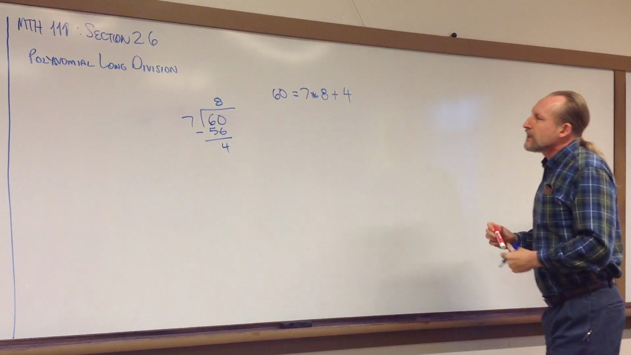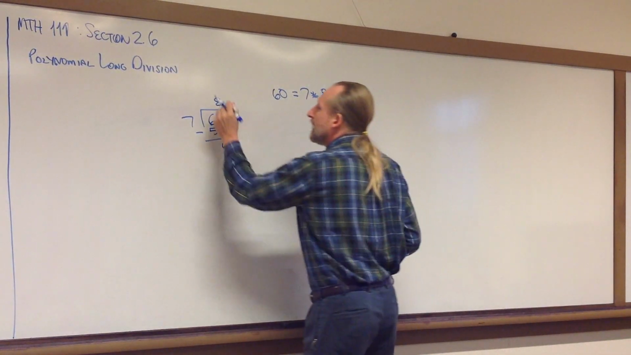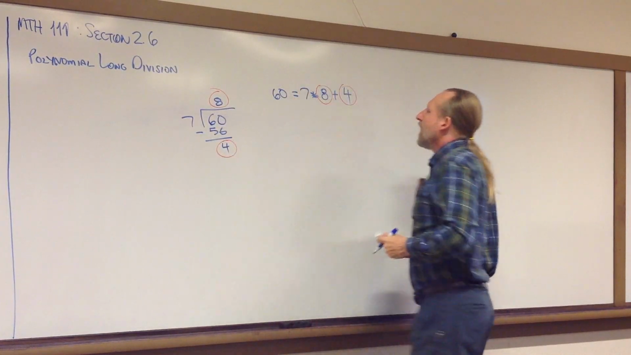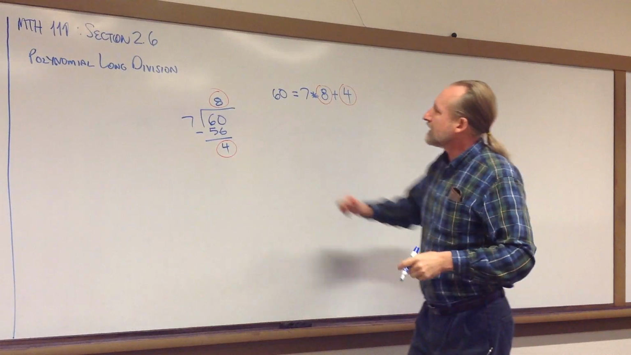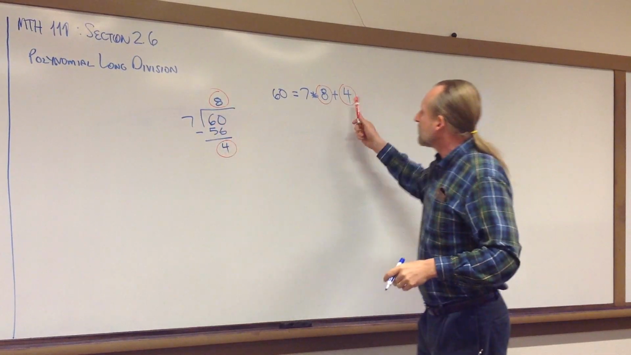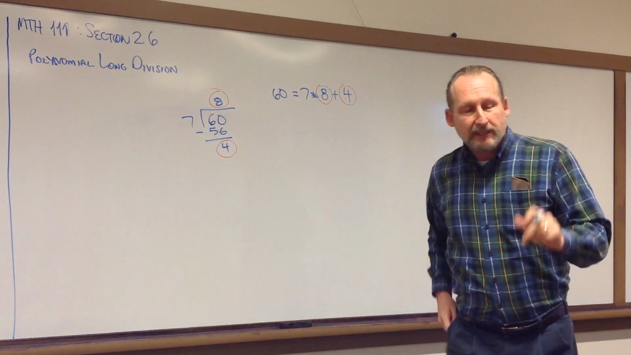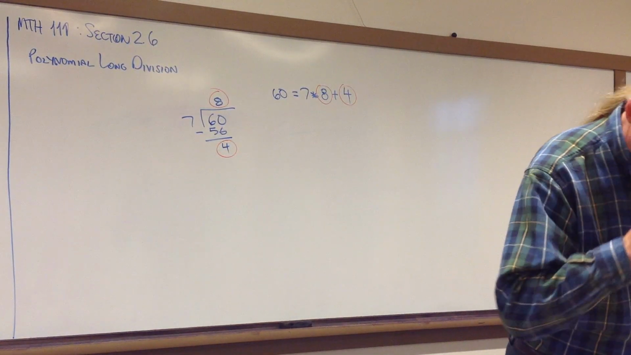So the key here in performing long division is finding this number and this number, okay? We want to know, what do we need to multiply 7 by to get close to 60, and what's the remainder going to be? Okay, now let's translate that to the polynomial problem that we were just looking at.